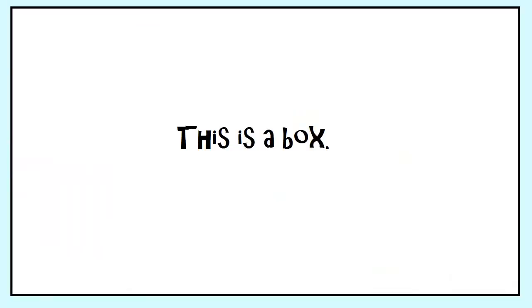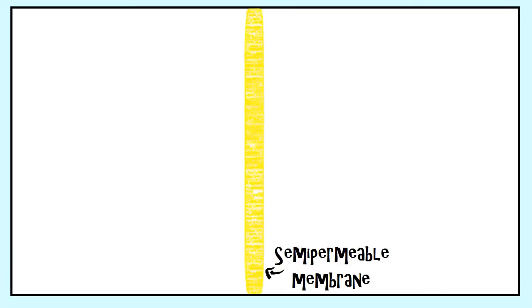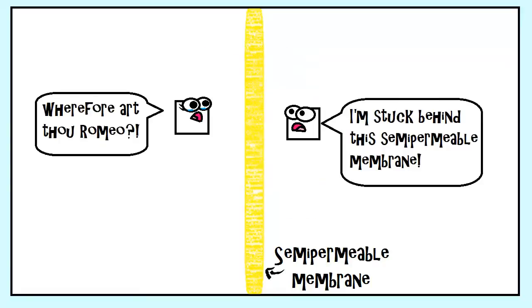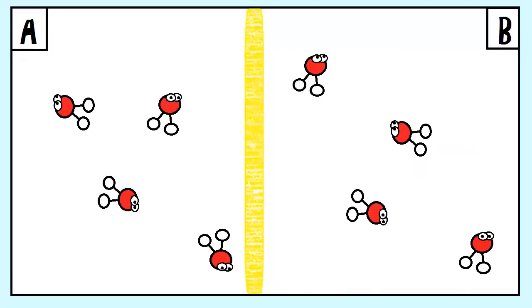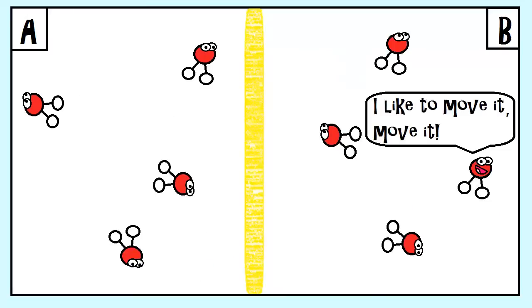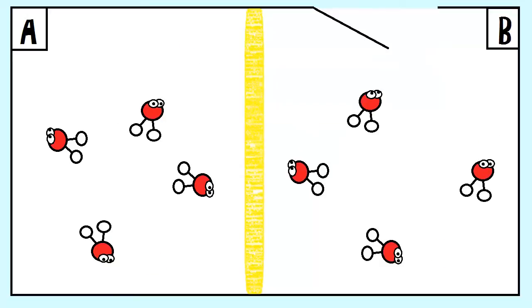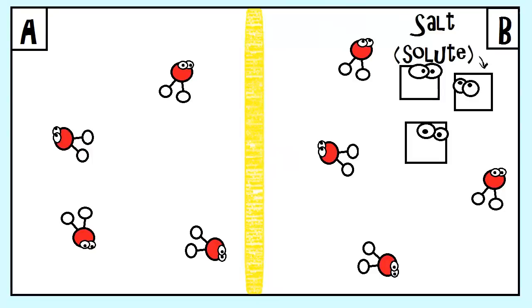So let's imagine you have a box with a semi-permeable membrane in the center. And remember, this membrane will let tiny things pass through it like water and gases, but not large solutes like salt. We'll label one side of the box A and one side of the box B. If you had pure water on both sides of the box, those water molecules, they're moving. Water molecules, they like to move. But the net movement of water on the two sides is zero, meaning the overall change in direction of movement is zero. Now let's imagine on side B, you dump a huge amount of salt there.